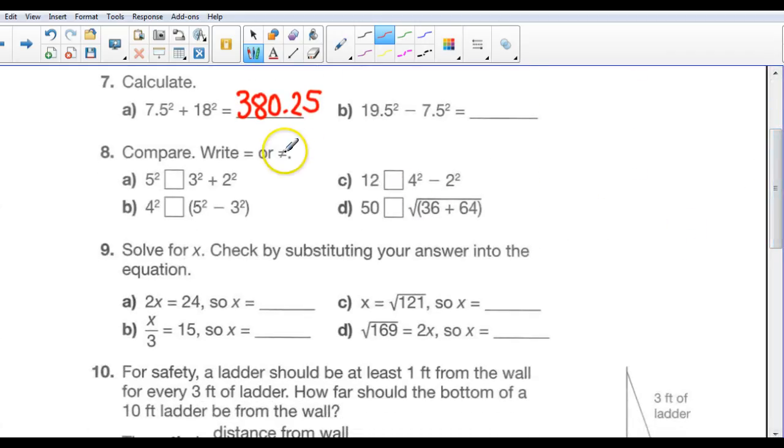Compare, write equal to or not equal to. This means not equal to. Okay?